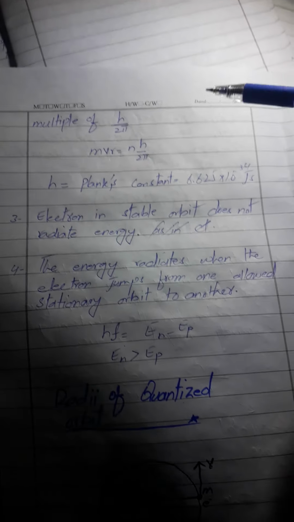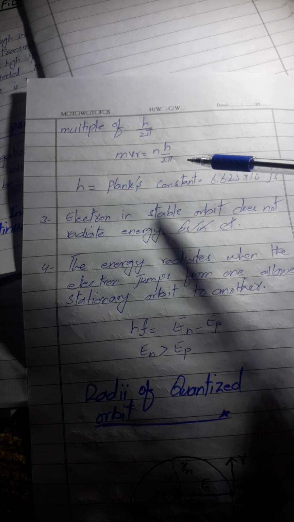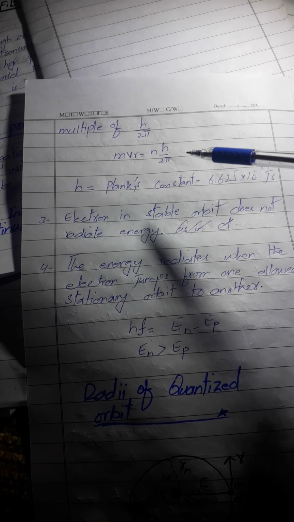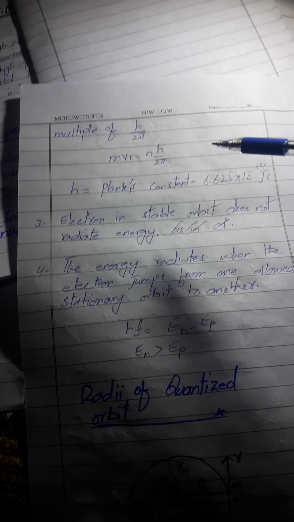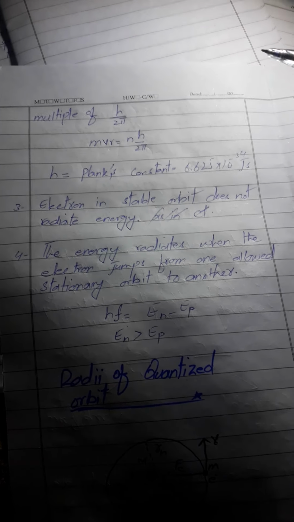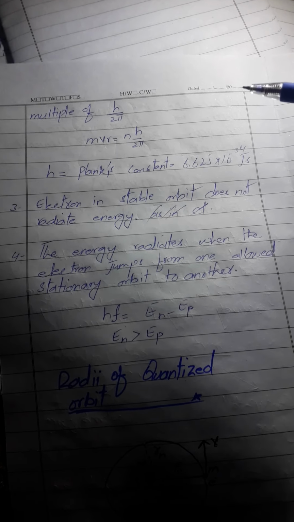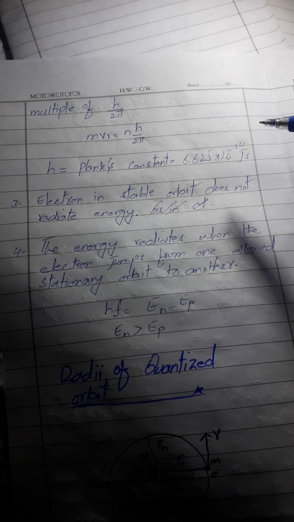h is the Planck's constant, so mathematically we can write that as mvr, which is angular momentum. If the angular momentum is equal to nh divided by 2 pi, then those orbits will be allowed. That means the electron will stay only in those orbits, and cannot exist in any other orbit. In this case h is the Planck's constant and the value is 6.625 times 10 to the power minus 34 joule second.